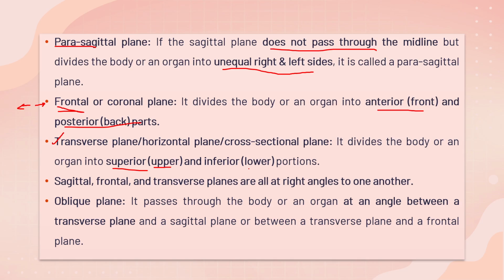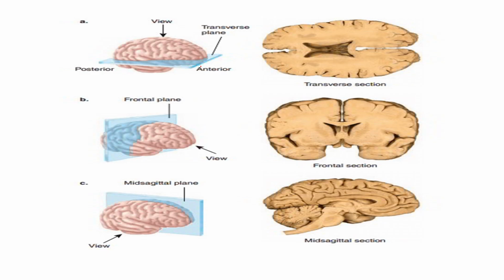Okay, you can see in the diagram. First is the transverse plane. It cuts the body into top and bottom parts, right? Then this is the frontal plane, which divides the body into frontal and dorsal parts. Then the mid sagittal, it divides the body into right and left parts.